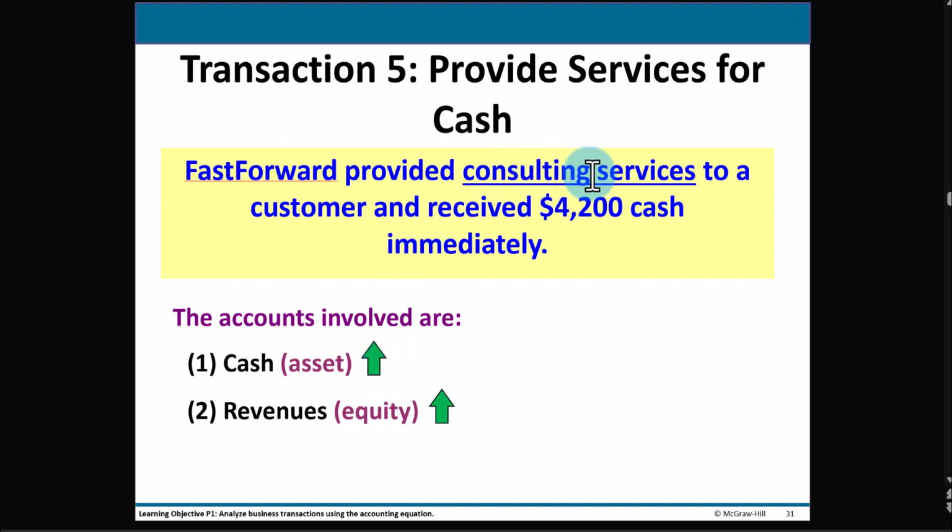We're providing consultation services to our clients. And right away, we got the money. Again, we gave them the bill and they gave us the check or the cash right away. So here's the cash coming in. And now we have to record the second account changing.